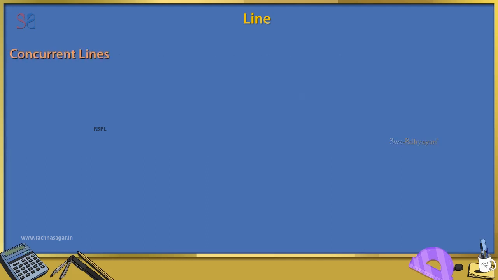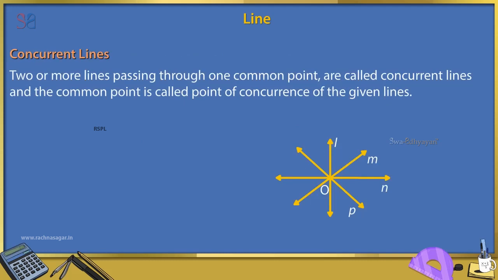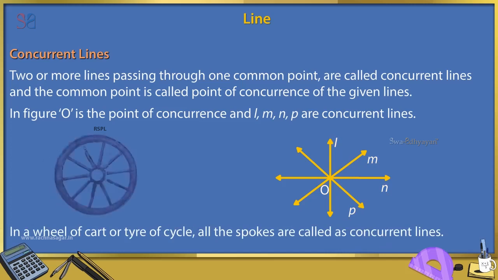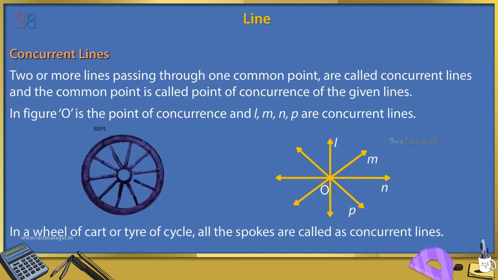Concurrent lines. Two or more lines passing through one common point are called concurrent lines, and the common point is called the point of concurrence of the given lines. In the figure, O is the point of concurrence and L, M, N, P are concurrent lines. In a wheel of a cart or tire of a cycle, all the spokes are called concurrent lines.